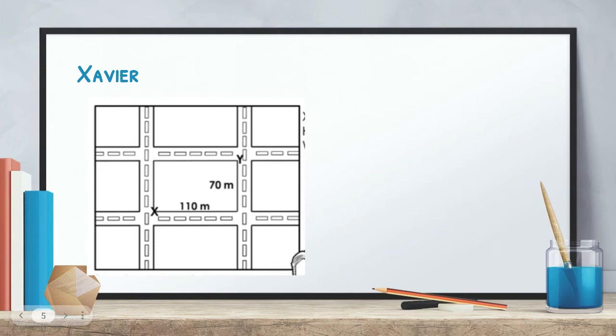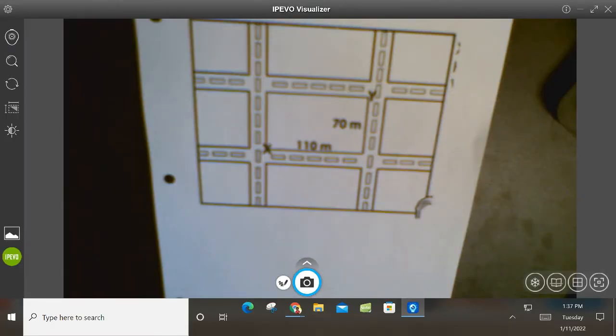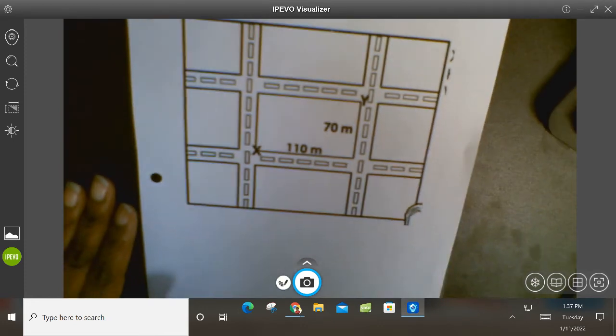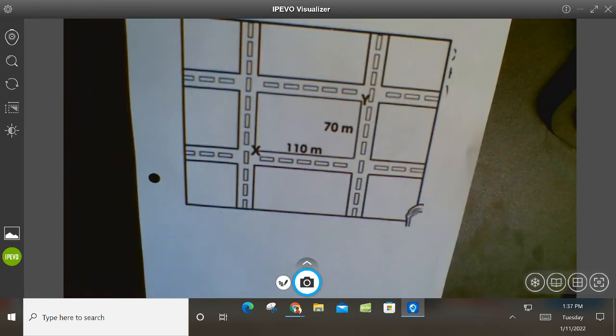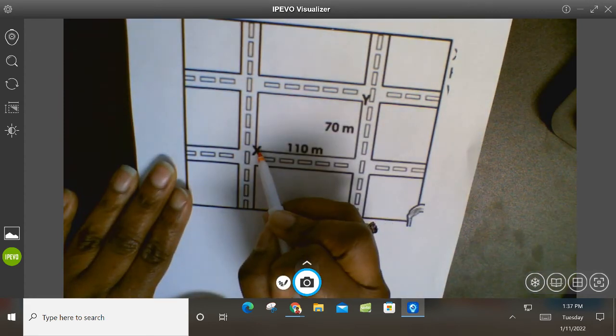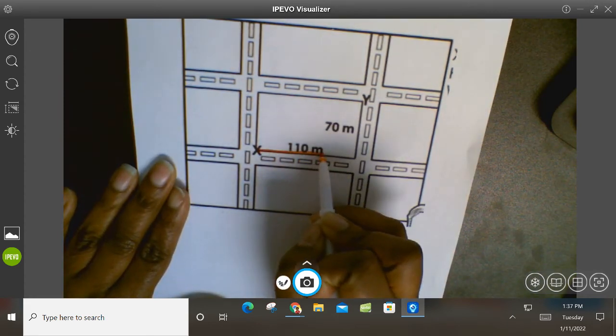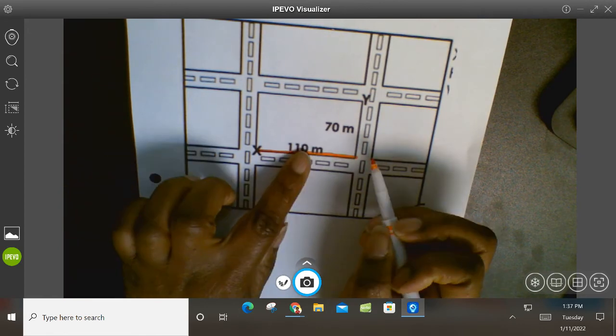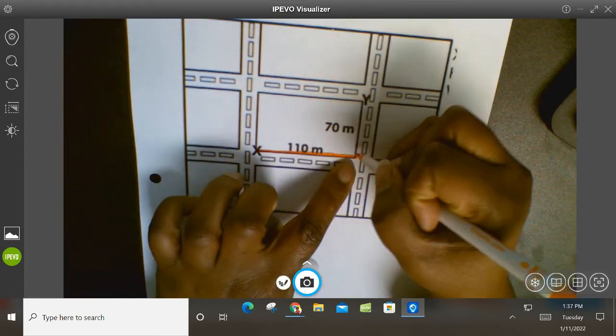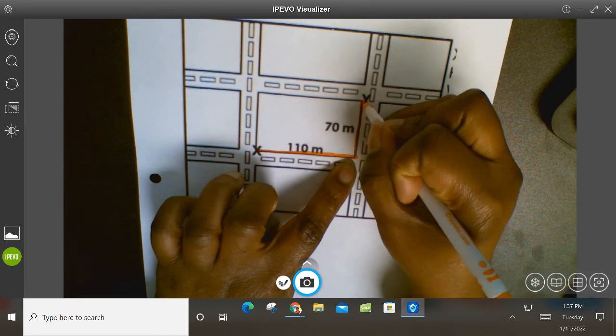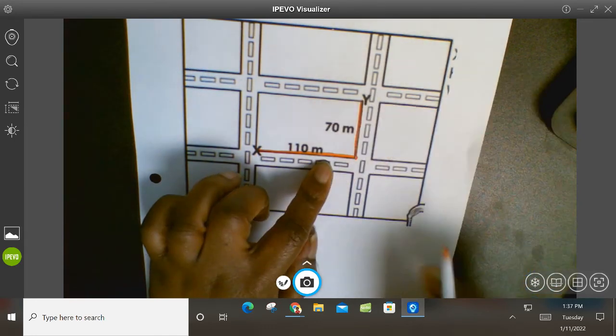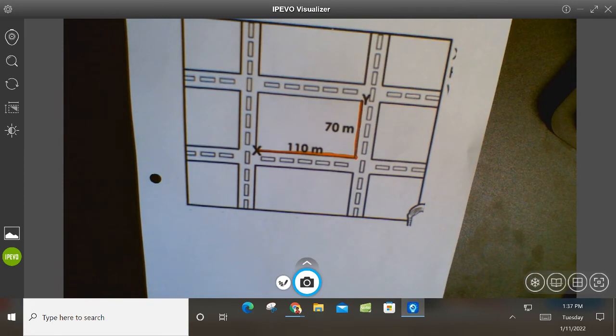We're going to use this to work that out. All right, so Xavier is traveling as we were told, and he's starting here. He travels 110 meters in this direction here, and then he goes 70 meters here. All right, so we're trying to figure out, well, how far did Xavier travel? So what will we do to find the distance that he traveled?